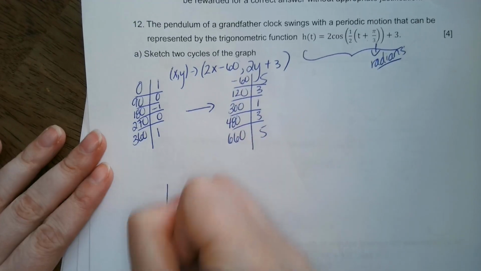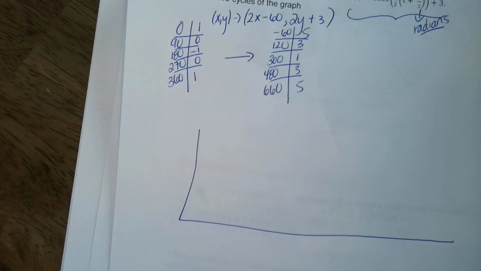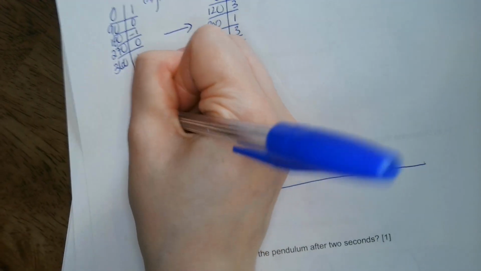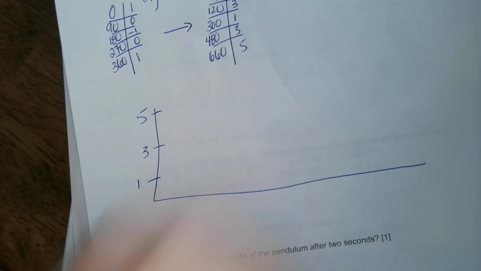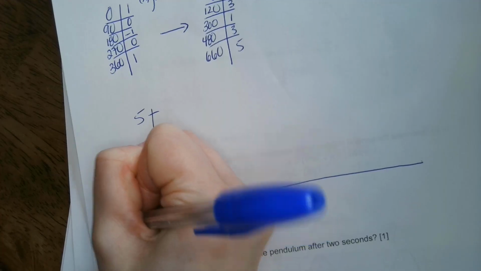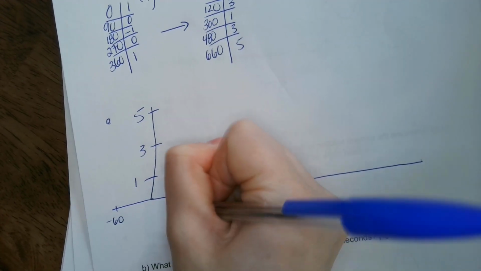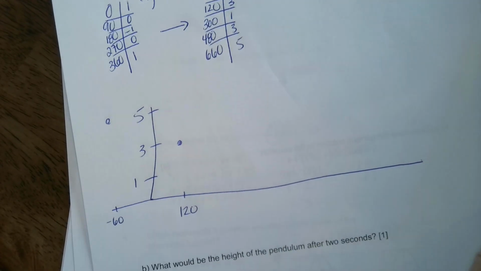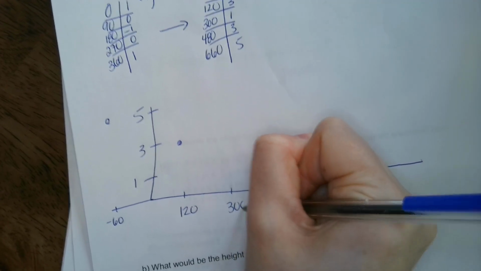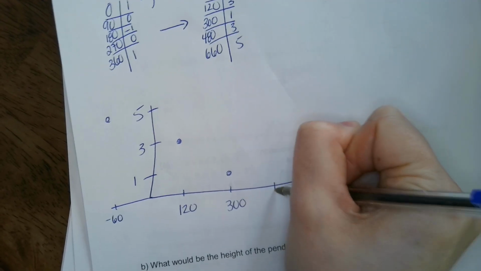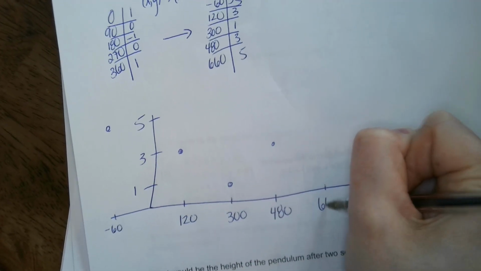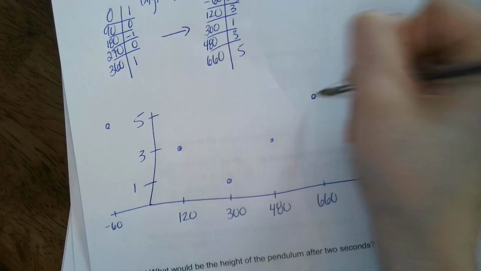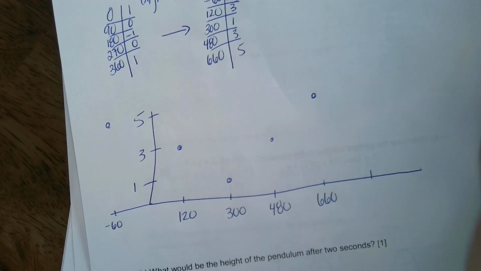So if I was to draw a graph, some of you do your axes different, not a big deal, don't panic, life's good. I know 5, 3, and 1 are my important points. I know at negative 60 degrees, I'm at 5. Then at positive 120 degrees, I'm back down to 3. 300 degrees, I'm back down here. 480, I bump back up, and you're following this motion. Up top.